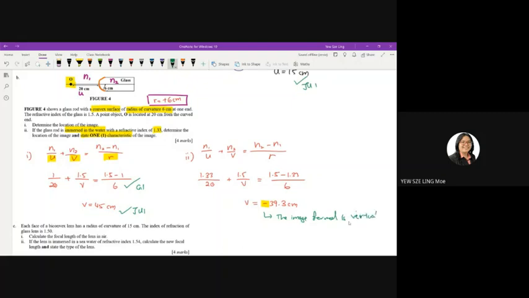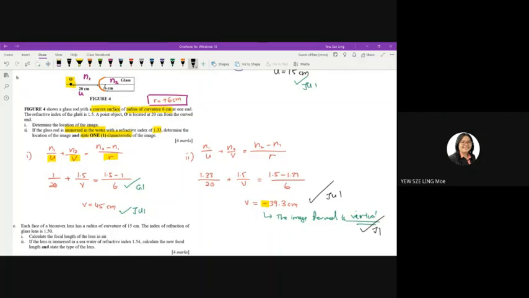Okay, the image form is virtual. So if you mention virtual, then you get 1 mark. This one, because you are using the same equation, no more mark is given to the substitution. So just a final answer, JU1, and then virtual J1. Okay, virtual J1. So can you say now the image is inverted or upright?